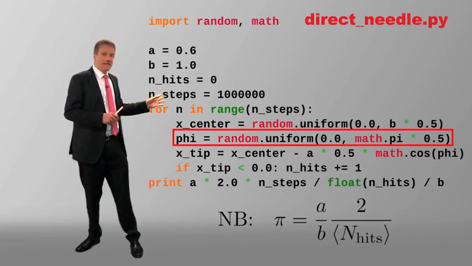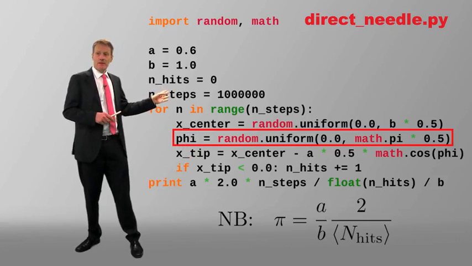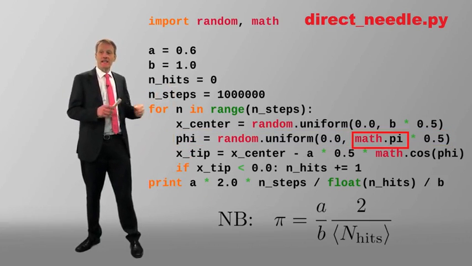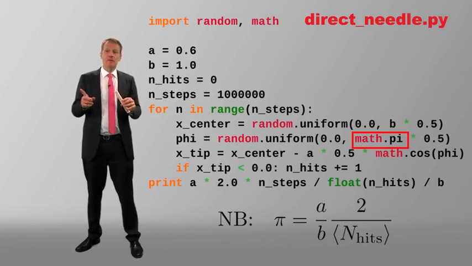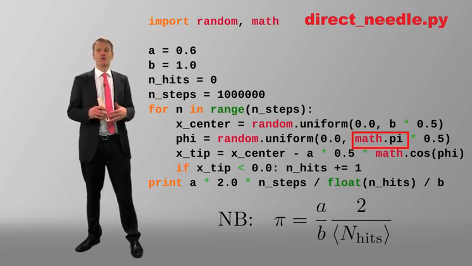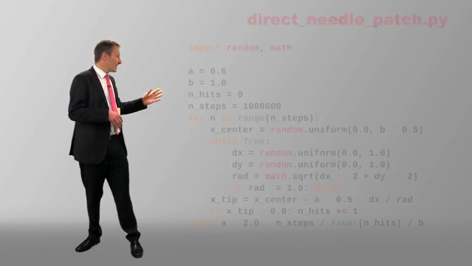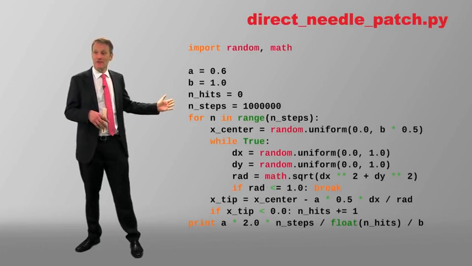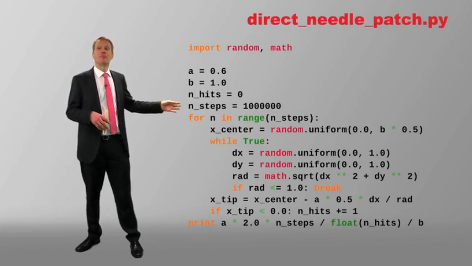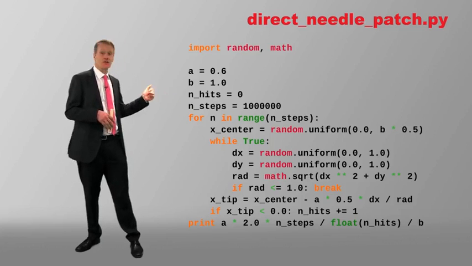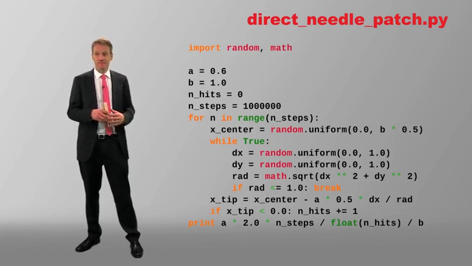Well, you see that in this program we have pi as input because we have a random number between 0 and pi over 2, and this program is supposed to compute pi, so you might be interested in a historically authentic version that does the Buffon experiment without inputting pi. This is shown here in the patch.